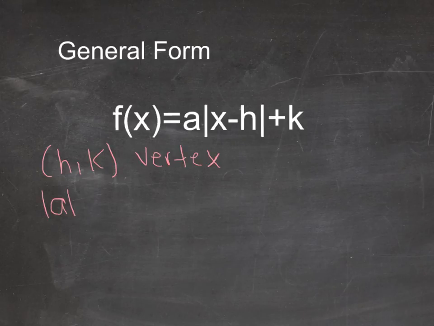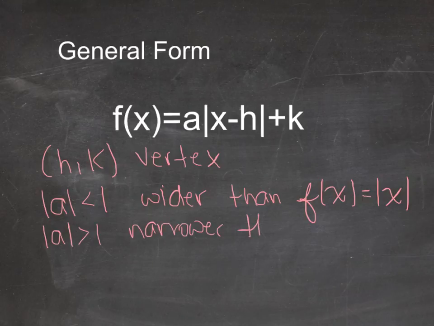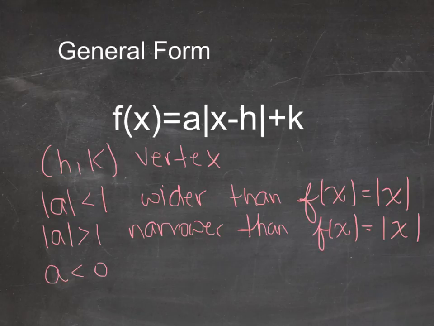So if the absolute value of a is less than 1, then my absolute value function is going to be wider than my original parent function. Okay, and then if it's greater than 1, my function is going to be narrower. The graph is going to appear narrower than my parent function. And if your a value is negative, then the v will open down.